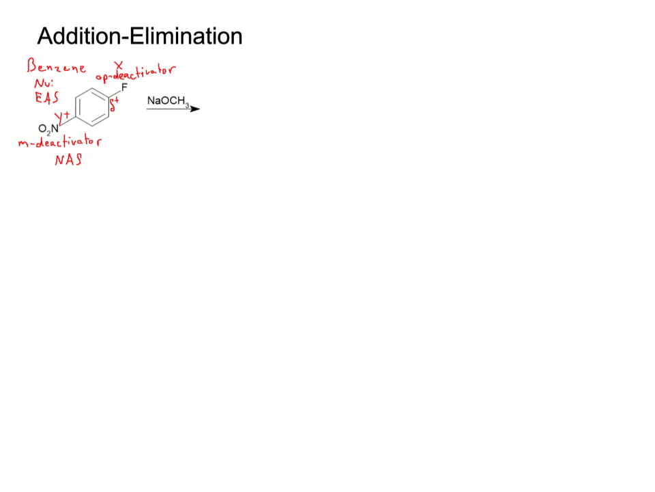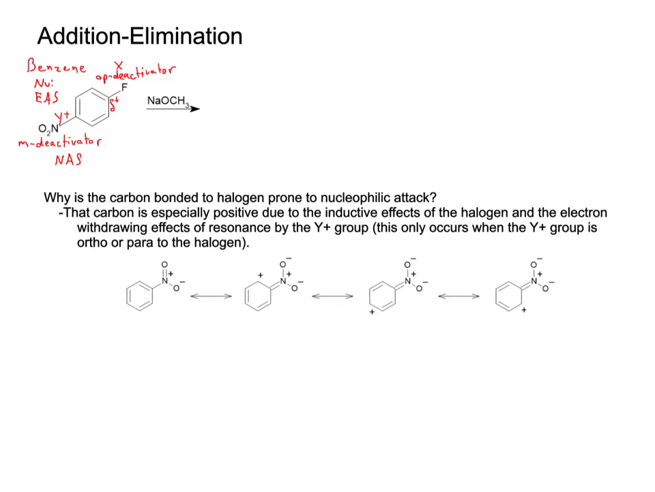Now that I have everything labeled, you'll see that I have a partial positive on the carbon bonded to the fluorine. And you may be wondering why that spot in particular is so important. Well, that carbon is especially positive due to the inductive effects of the halogen compounded with the electron withdrawing effects of resonance by the Y+ group.